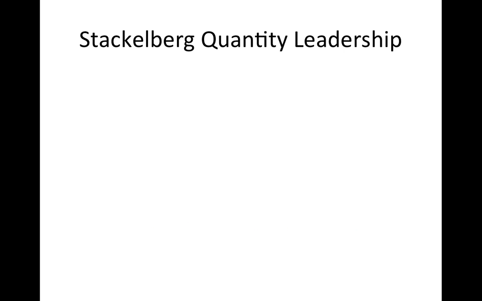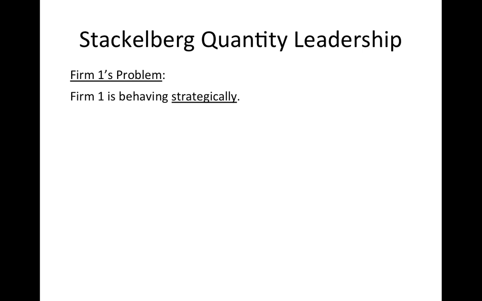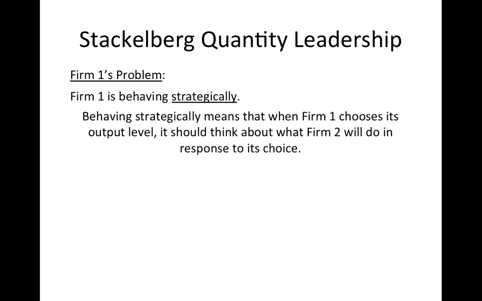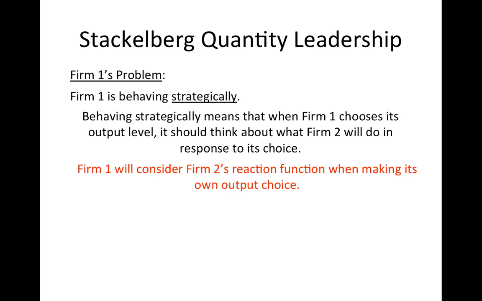Now that we have considered the problem from Firm 2's perspective, we can consider Firm 1's problem. Note that in this situation, both firms are behaving strategically. In part, behaving strategically means considering how the other players will respond to the choices that you make and making your own choices accordingly. Another way to say this is to say that Firm 1 should incorporate Firm 2's reaction function into its own decision.